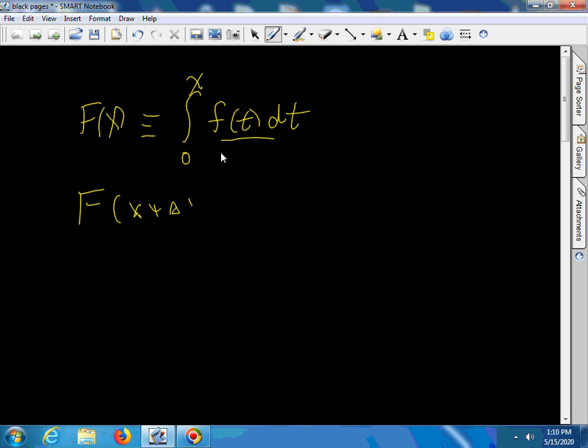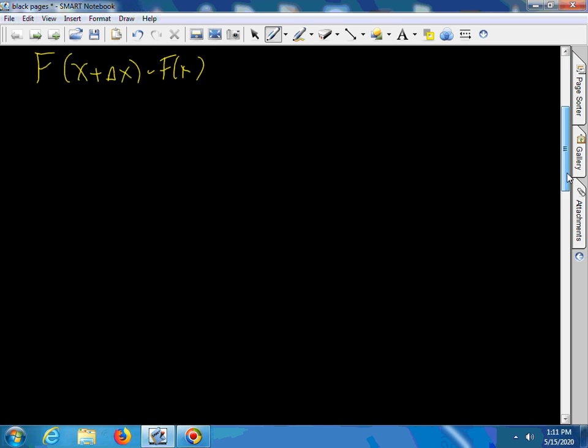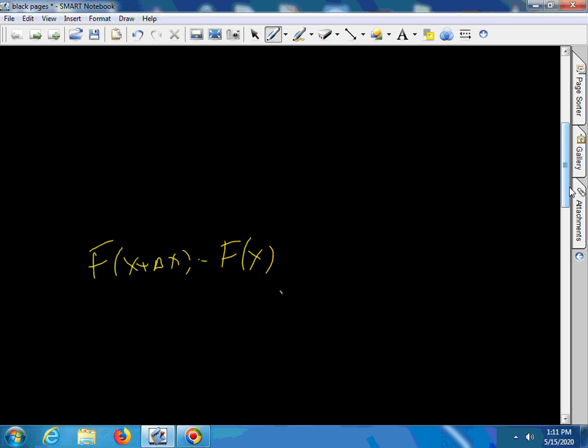So now, consider big F of x plus delta x. Well, that is the area from 0 to x plus delta x of f of t dt. Now, let us look at the difference of these two. What is that going to be? Well, let us draw that. What is big F of x plus delta x minus big F of x?